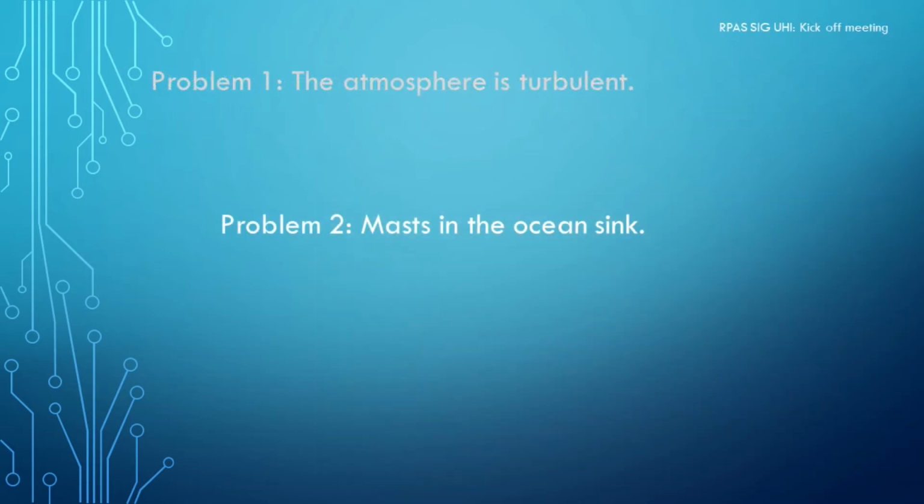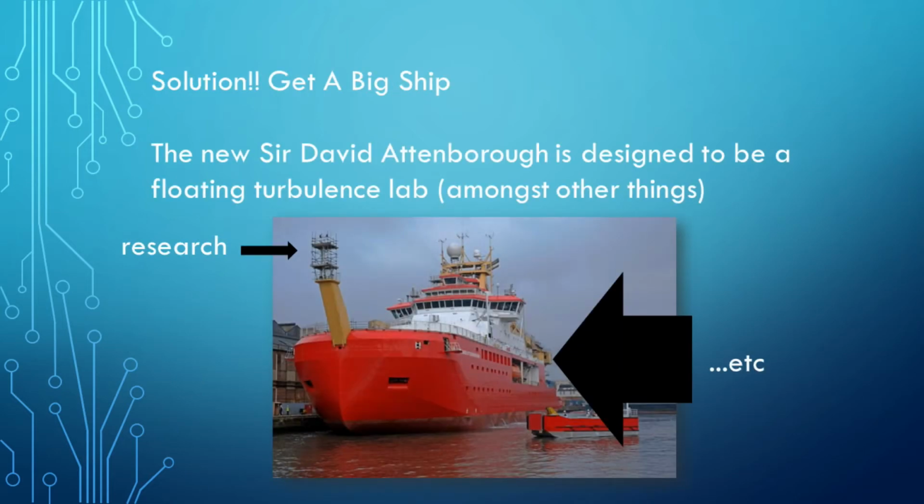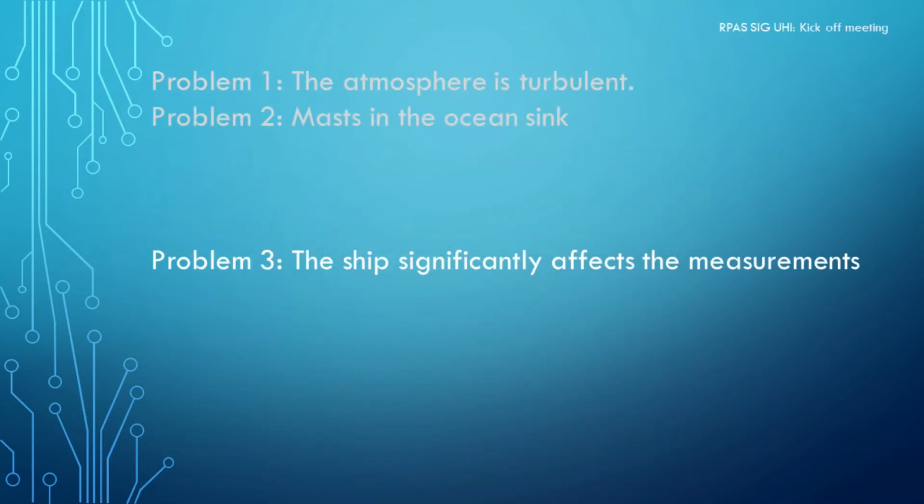So the second problem is masts sink in the ocean. Solution: get a big ship. The new Sir David Attenborough, designed to be a floating turbulence lab, amongst other things. So the third problem is the ship significantly affects these very measurements.